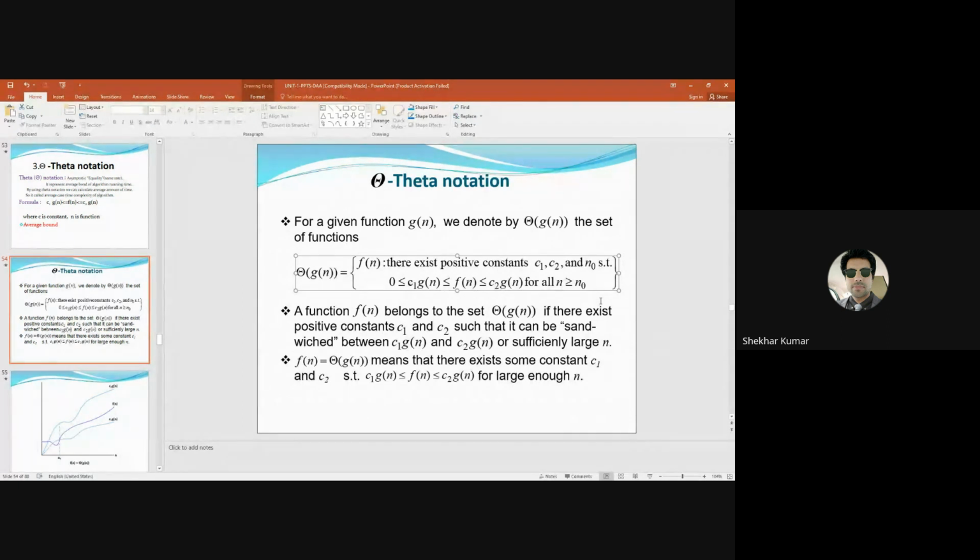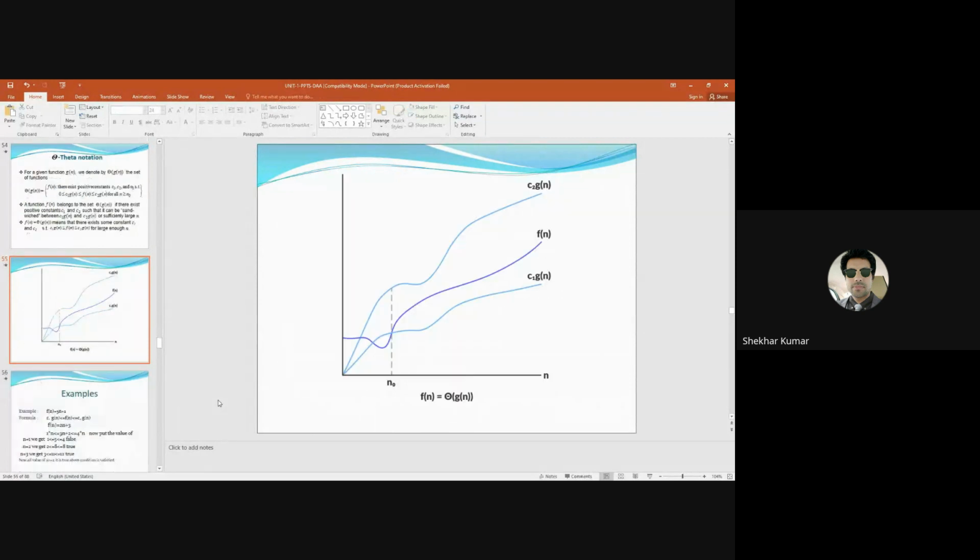So function f(n) belongs to theta of g(n) if there exist two positive constants c1 and c2 such that it stands between c1 of g(n) and c2 of g(n) for n greater than or equal to n naught. After some iterations, after some amount of time, the value of f(n) will be between the worst case and the best case. It always describes the average bound. So theta notation describes the average case of your algorithm.